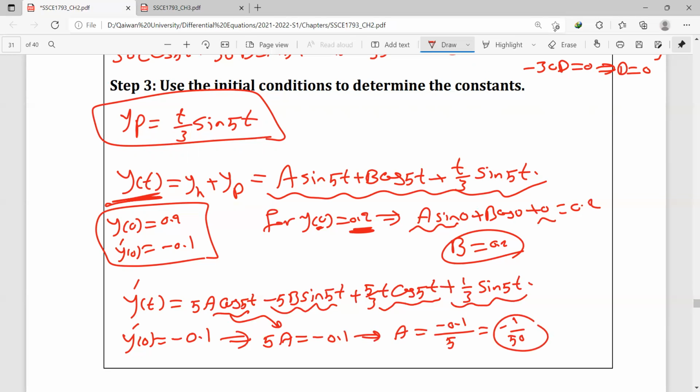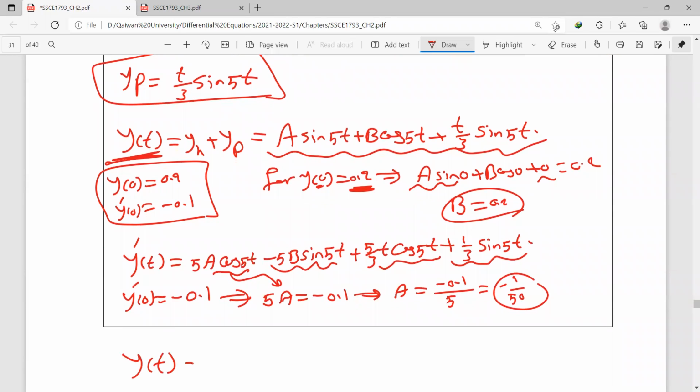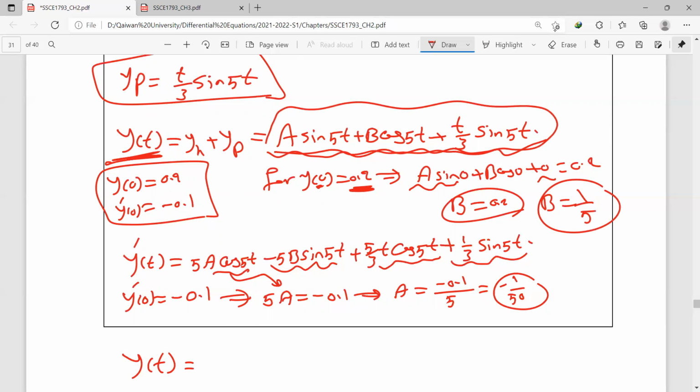This is a. That means for y of t, we replace b and a by their values. b is 0.2, which means 1/5. So y of t is minus 1/50 sine 5t plus 1/5 cosine 5t plus t/3 sine 5t. This is the solution.